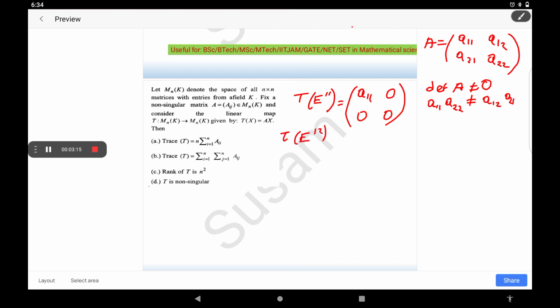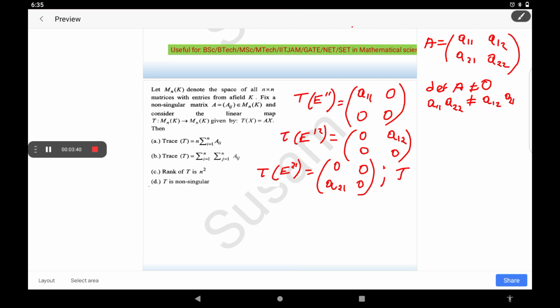Similarly T E12 is 0, A12, 0, 0. Then T E21, and T E22. You can check it, but it's very easy, just multiply this with 1, 0, 0, 0 for E11. Okay? Now, in matrix representation, I told you T of Vj, where Vj's are basis from the domain of T, equals summation Aij Wi, where Wi's are the basis of the codomain.